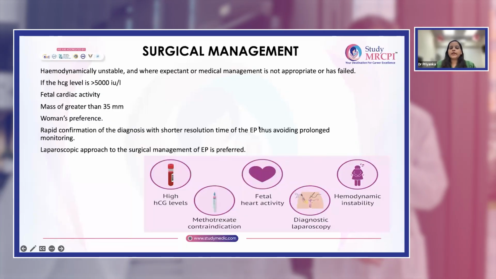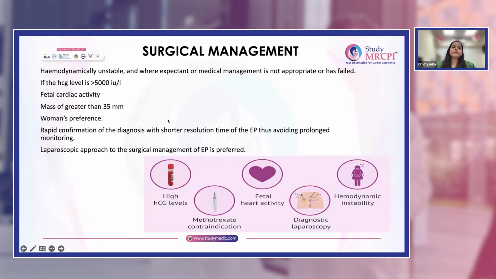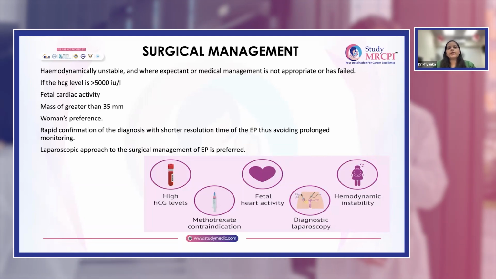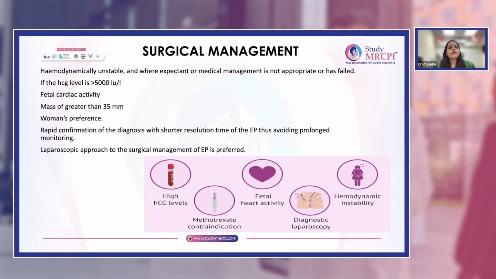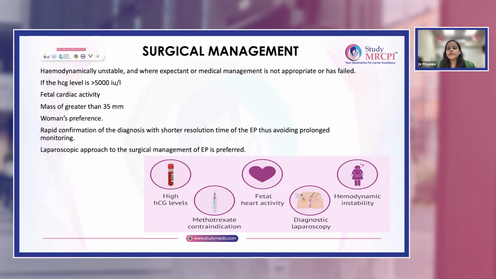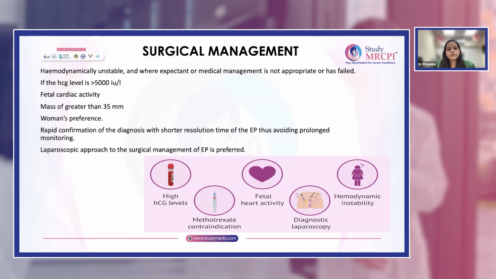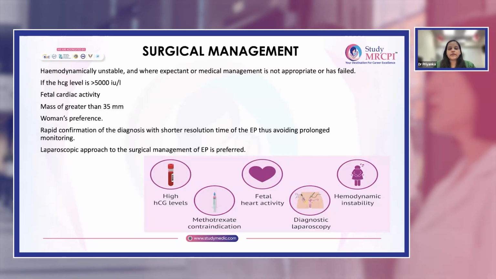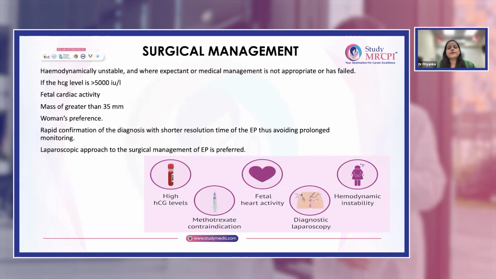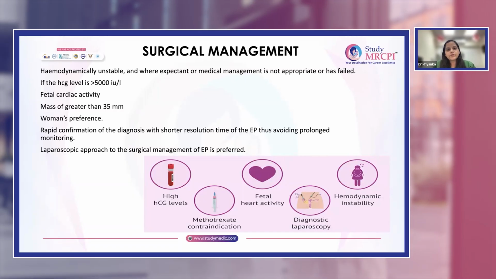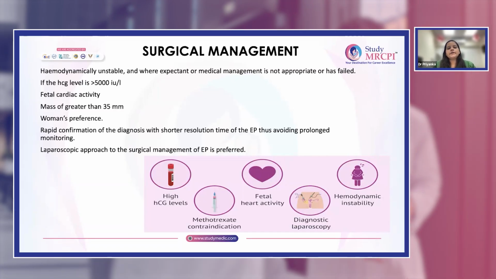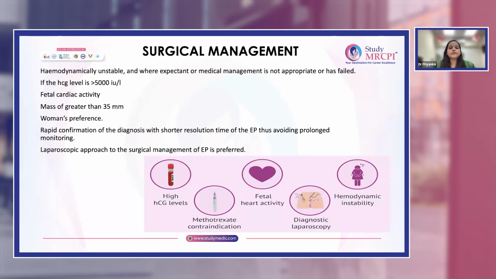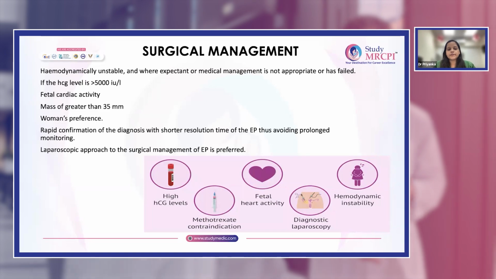So what are the criteria for surgical management? When the patient is hemodynamically stable but having severe pain, or if expectant or medical management is not appropriate or has failed, or if the beta HCG value is high, more than 5,000, if fetal cardiac activity is present, or if the mass is greater than 35, or if the woman declines expectant or medical management and prefers surgical management. The laparoscopic method is preferred for surgical management of ectopic pregnancy.